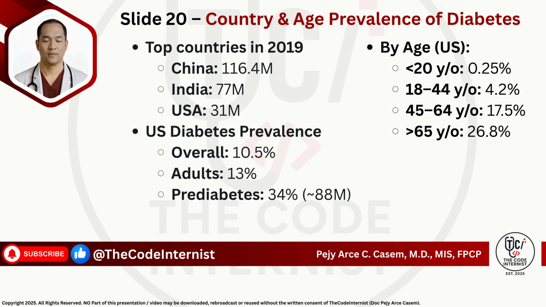In terms of absolute numbers, the highest number of diabetics live in China, India, and the United States. In the U.S., diabetes affects about 10.5% of the entire population. That's around 1 in every 10 Americans. But it gets more concerning with age. By age 65, 1 in 4 Americans has diabetes. Even more worrisome, 1 in 3 adults already has prediabetes, often without knowing it.